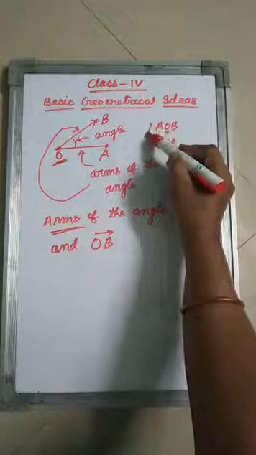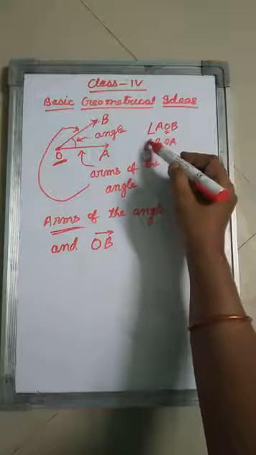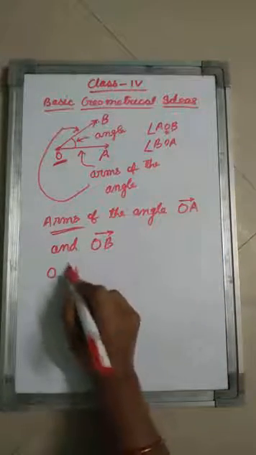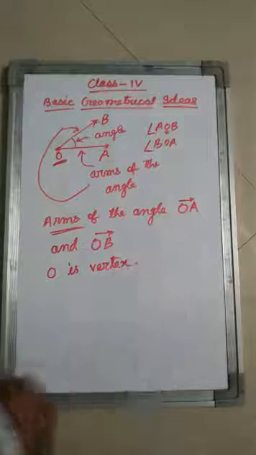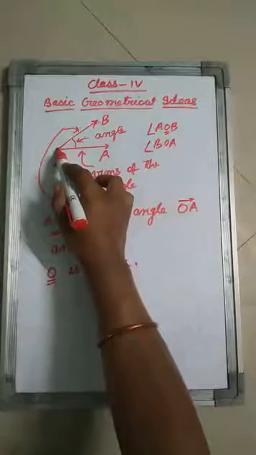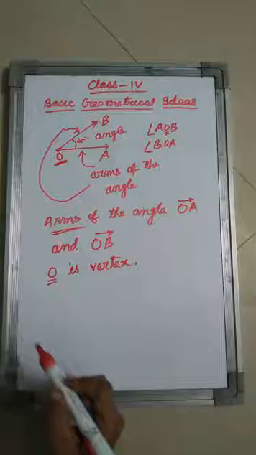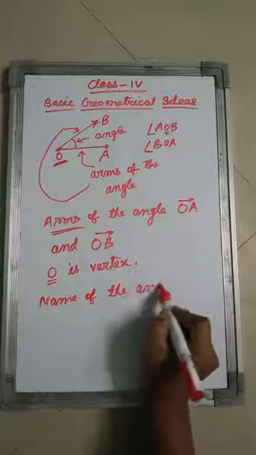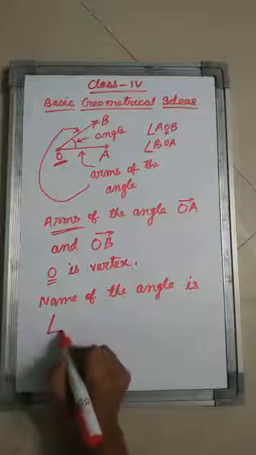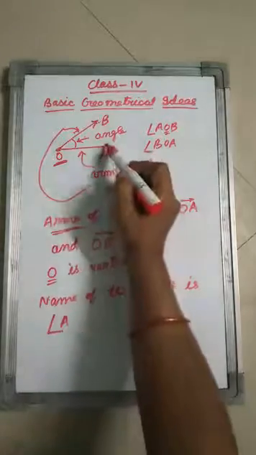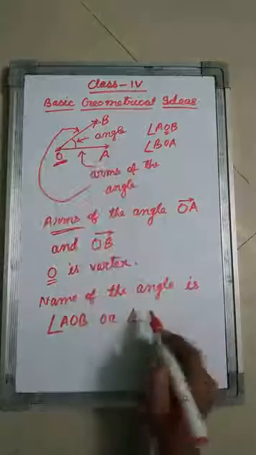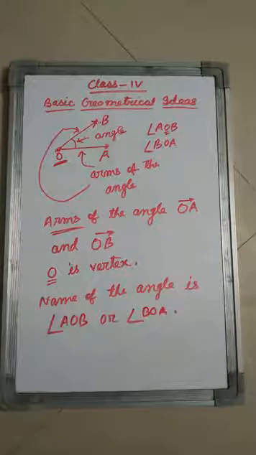To show that it is an angle, we have to give the sign of angle before the name of the angle. So O is the vertex for us. O is called the vertex where both the arms meet, and the name of the angle is, with the symbol of angle, angle AOB or angle BOA. So this is what you have to know about angles.